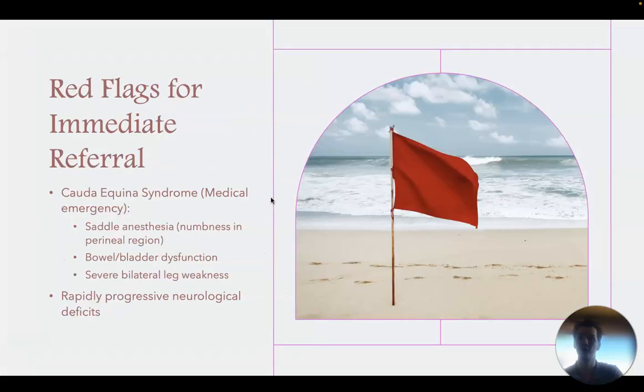present. Red flags for immediate referral for NRC include Cauda Equina syndrome, which is a severe medical emergency. Signs of Cauda Equina are saddle anesthesia, which is numbness in where you would sit on a horse's saddle, so kind of in between the thighs and the perineal region. Bowel and bladder dysfunction and severe bilateral leg weakness. And then rapidly progressive neurological deficits are also a huge red flag.